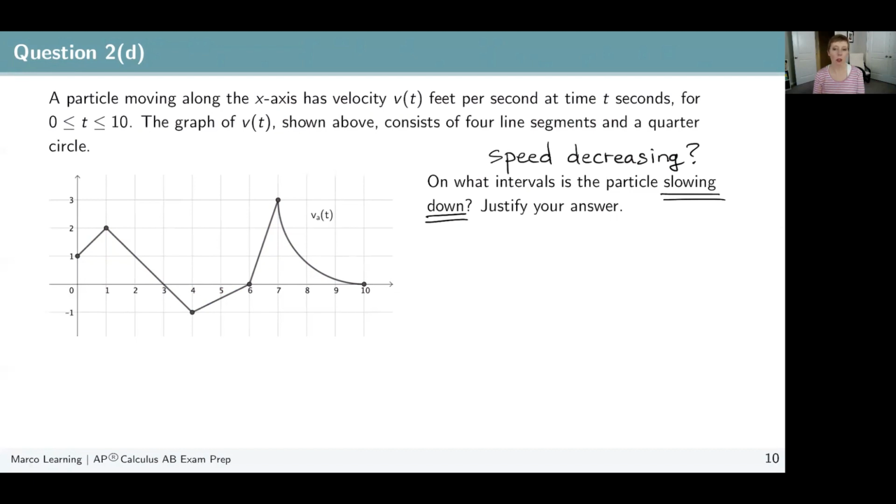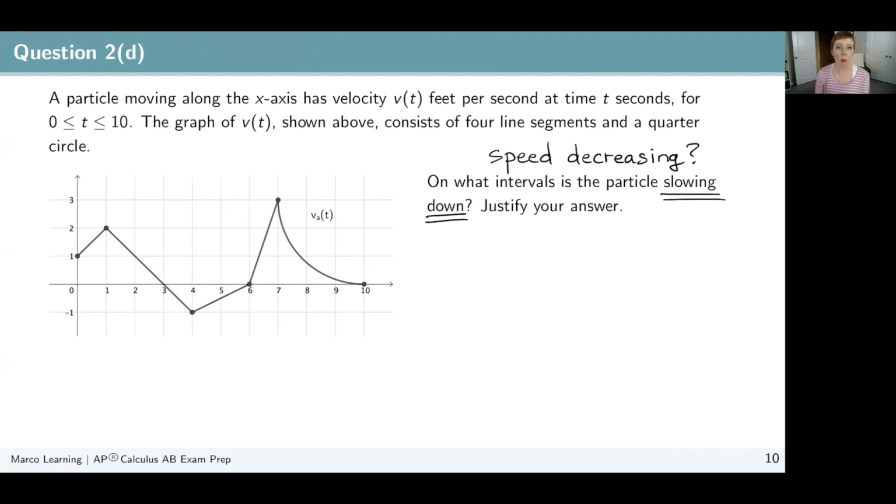Now, the speed is very closely related to the velocity. They're not exactly the same thing. We know that this can't possibly be the graph of the speed because the velocity graph has some negative values, and speed does not have negative values. Speed only has positive values. But I can very easily sketch the graph of speed looking at the graph of velocity.